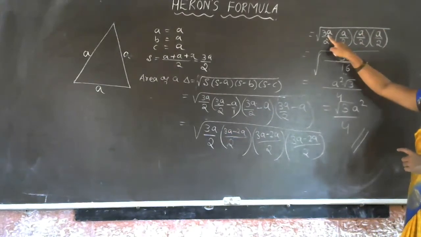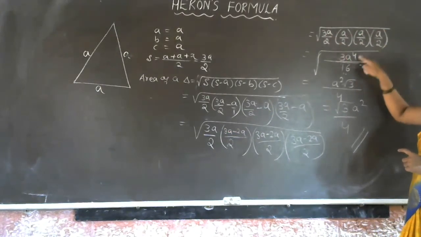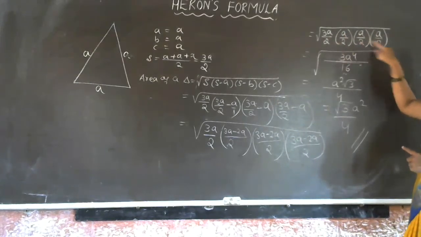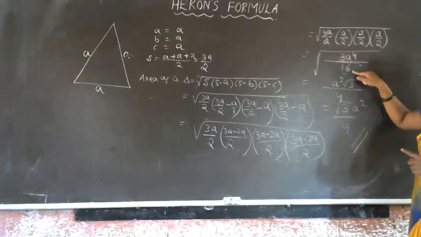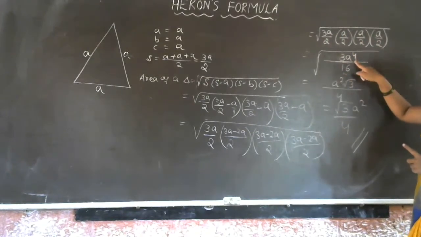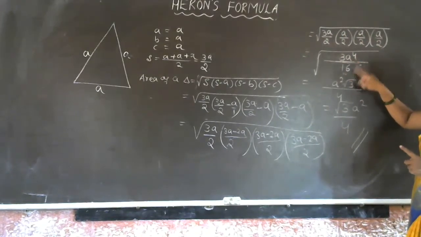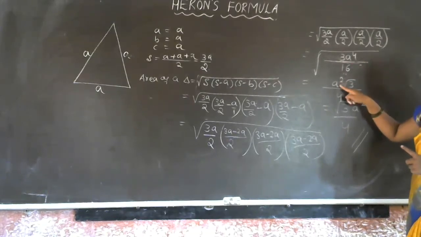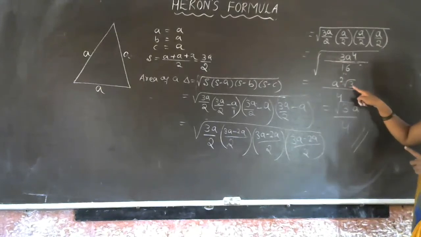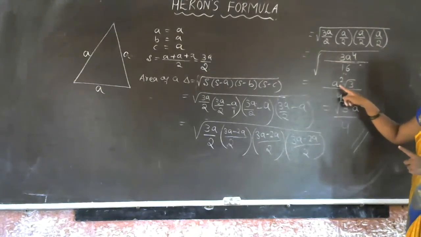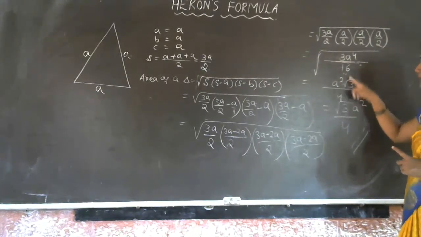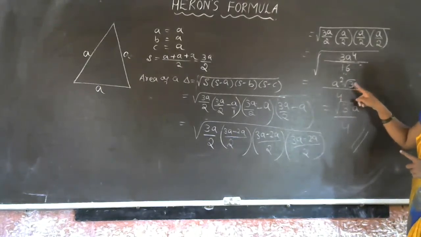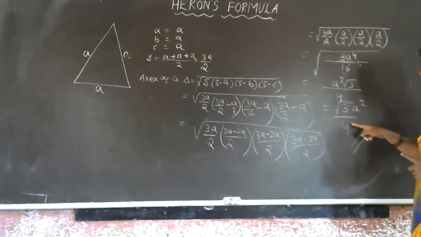What you will get is 3 into A raised to 4, you can observe, divided by 2 into 2 into 2 into 2, which is 16. So now the square root of 3A raised to 4 divided by 16. Then if we remove the square root, A raised to 4 comes outside as A square. Root 3 stays inside the square root. So A square root 3 divided by the square root of 16, which is 4. So what is the final answer? Root 3 A square divided by 4.